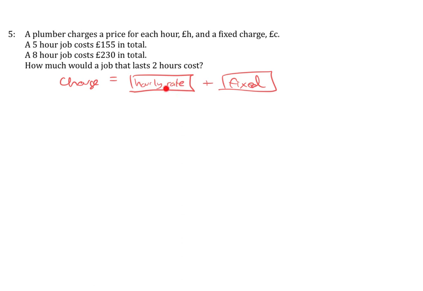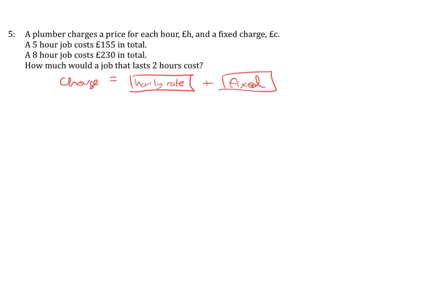So if it's 1 hour, he charges one amount. If it's 2 hours, he charges twice as much. 3 hours, 3 times as much. 4 hours, 4 times as much, and so on. It's a simultaneous equations problem, so let's create the equations and see where we go.